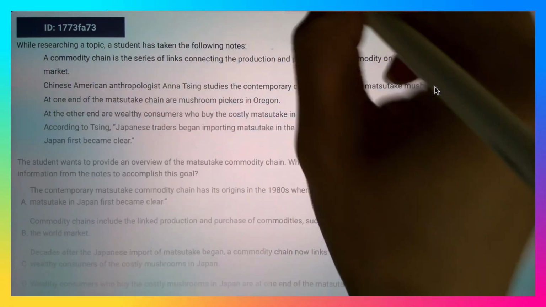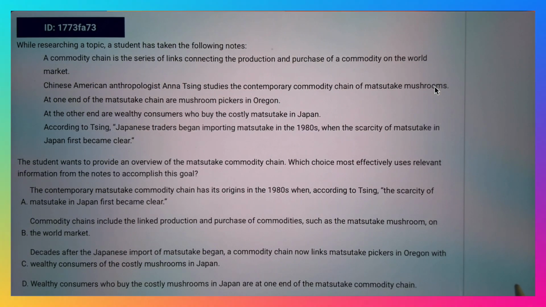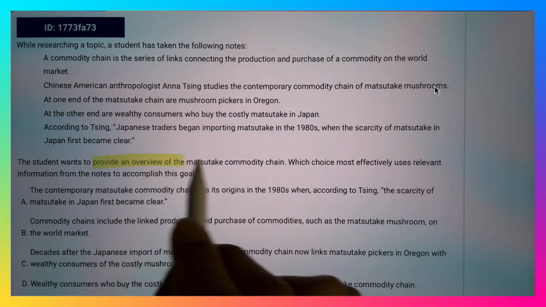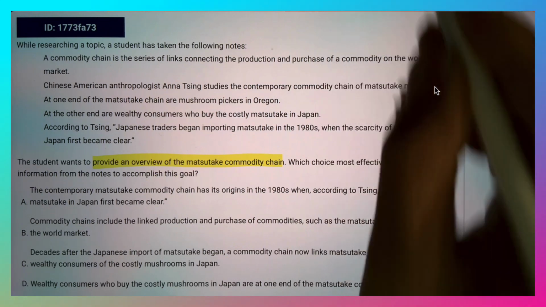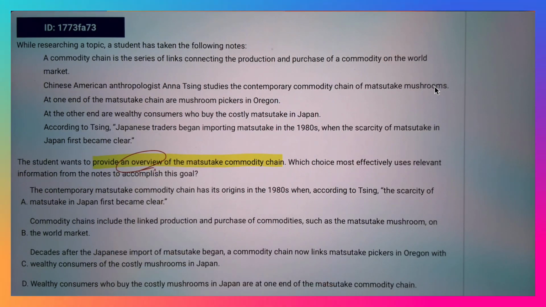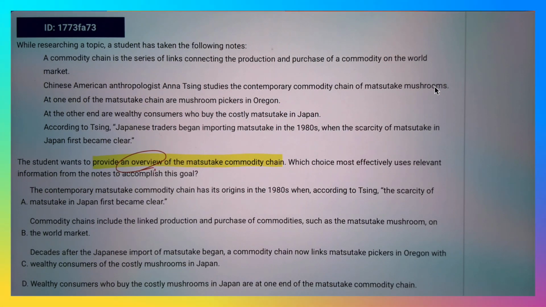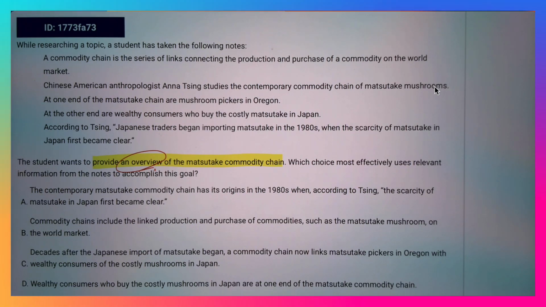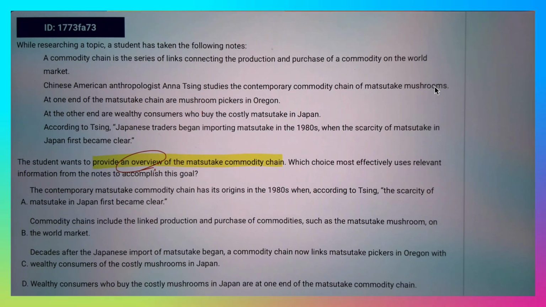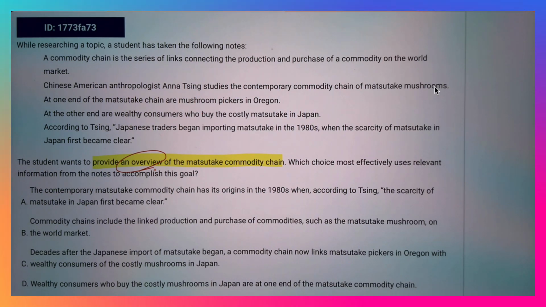Alright, let's get to the bottom of this. The student wants to provide an overview of the Matsutake commodity chain. I'm going to pay special attention to the overview, so that means you cannot bog down too specific. We want a short summary that covers the main topic. So let's start with line 1.